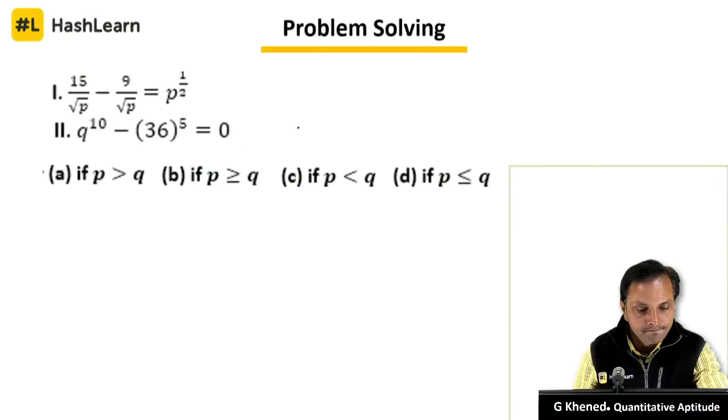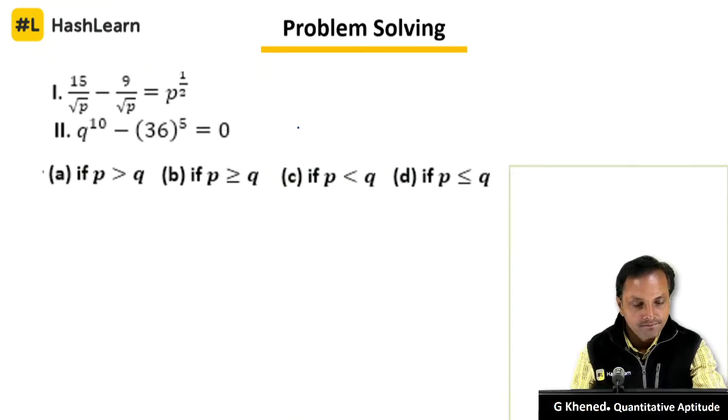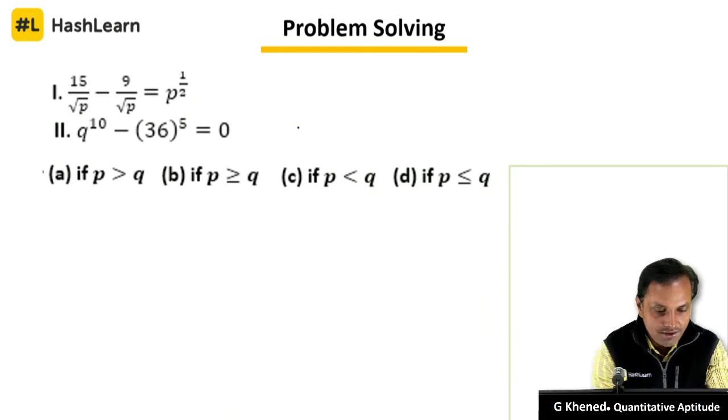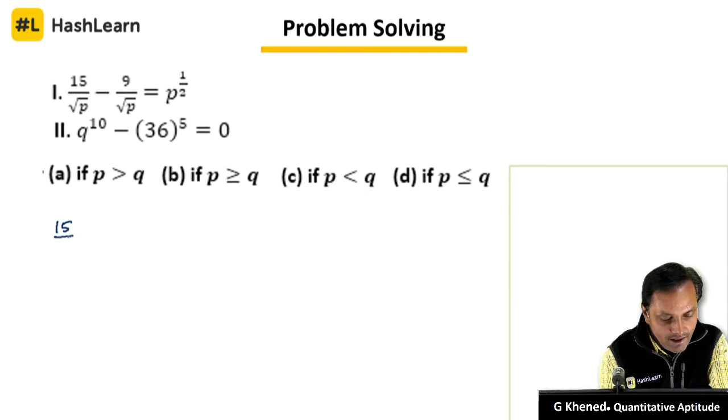Okay, let us come to the problem of a different kind. 15 by root p minus 9 by root p is equal to p to the power half, q to the power 10, 36 power 5 is equal to 0. So how will you solve this? The first relation you can cross multiply with root p. So 15 by root p, 9 by root p is equal to p power half.